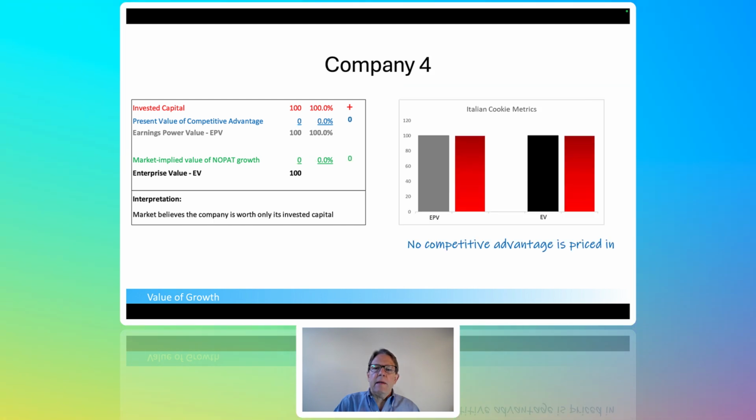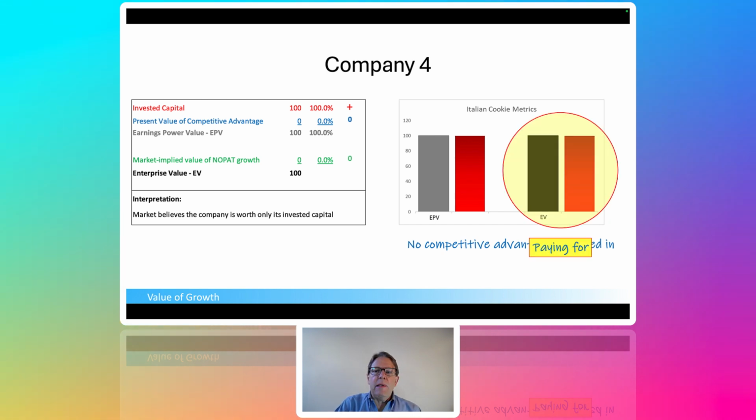So that's how you make money. All right, company four. Pretty easy in this one. You've got enterprise value and earnings power value on the left. It trades at invested capital. There's no excess returns. What you see in the table, there's no excess returns. The return on capital is equal to its cost of capital. And on the right, the enterprise value also equals the invested capital, which is the key. That's what you're paying for. I'm going to keep coming back to that.